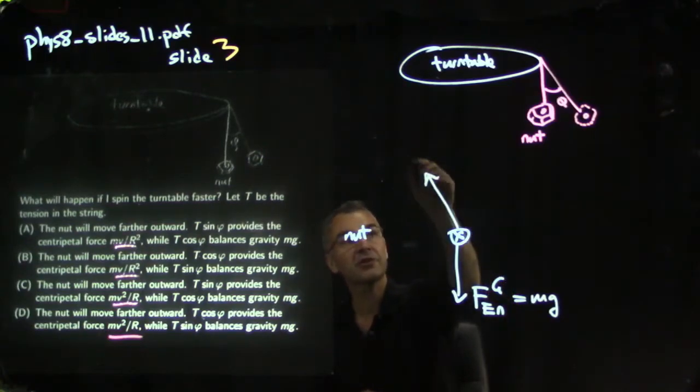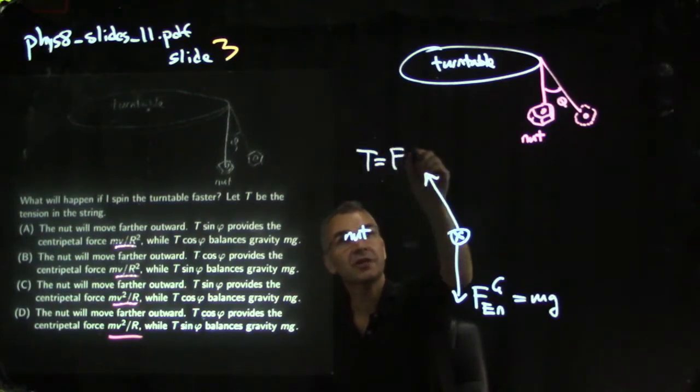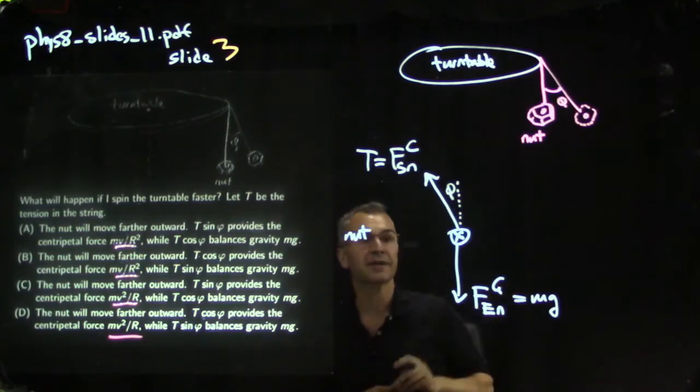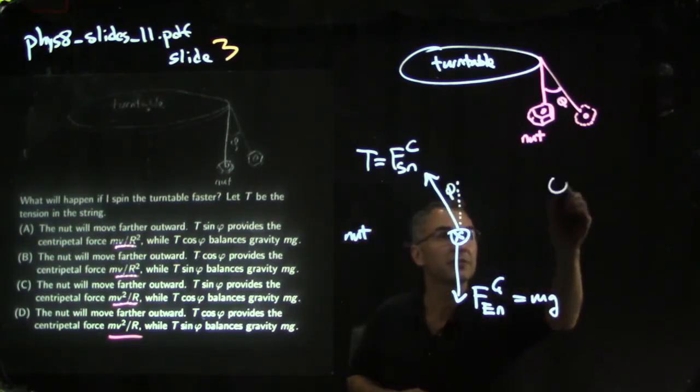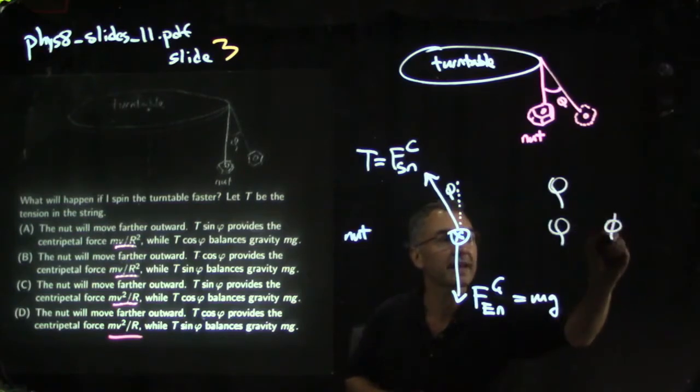So let's call this here's the magnitude T, which is the contact force by the string on the nut. And then this angle with respect to vertical is phi. There are a couple different ways you can draw phi. You can write the Greek letter phi like that, which is not very good, you can write it like that, or you can write it like that. I usually write it either like this or like this.